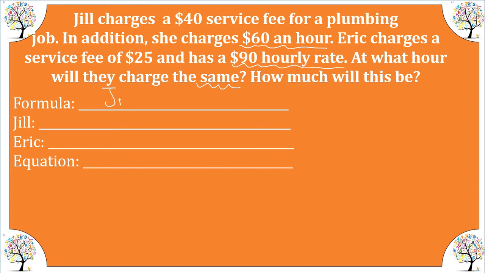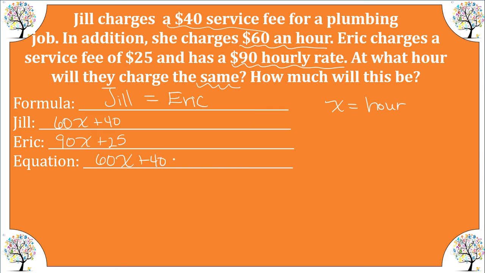So again, we want to know when Jill and Eric charge the same amount for their services. So let's again let X stand for hours. So Jill charges a service fee of $40 and $60 an hour. So 60 times X plus the service fee of 40. Eric charges a service fee of $25 and $90 an hour. Now we have an expression using the same variable, and we're going to plug it into our formula to create the equation. So 60x plus 40 is equal to 90x plus 25.